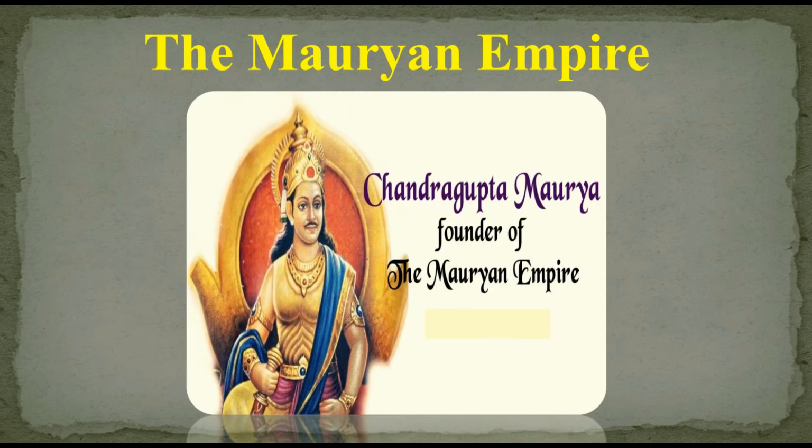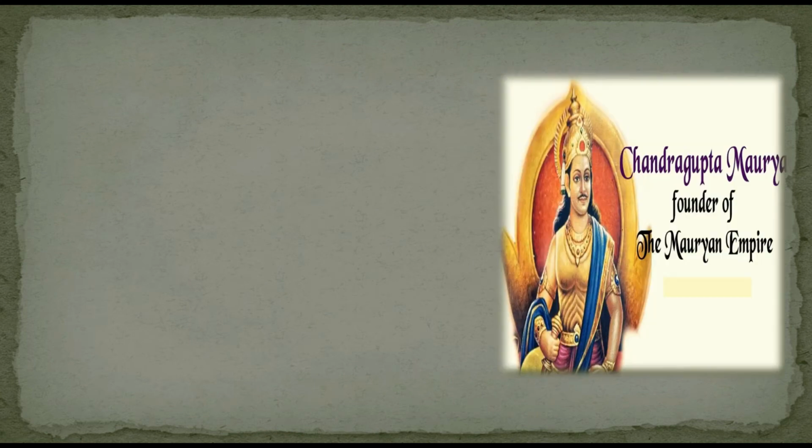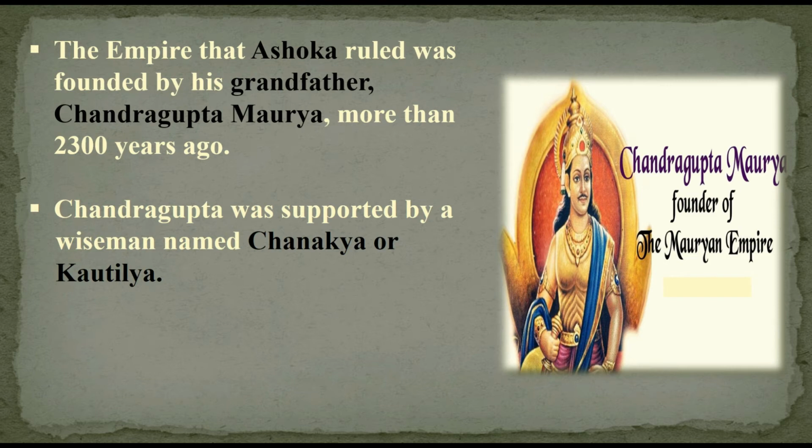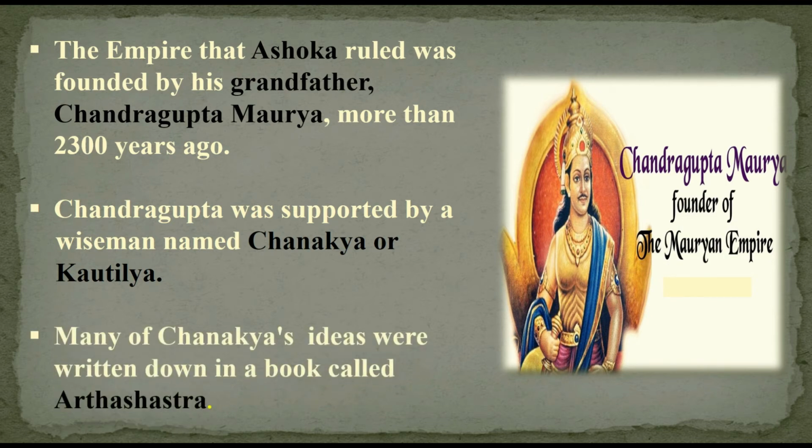Let me see about the Mauryan Empire. So Chandragupta Maurya, founder of the Mauryan Empire. The empire that Ashoka ruled was founded by his grandfather, Chandragupta Maurya, more than 2300 years ago. Chandragupta was supported by a wise man named Chanakya or Kautilya. So because of Chanakya only, he ruled well. Many of Chanakya's ideas were written down in a book called Arthashastra.